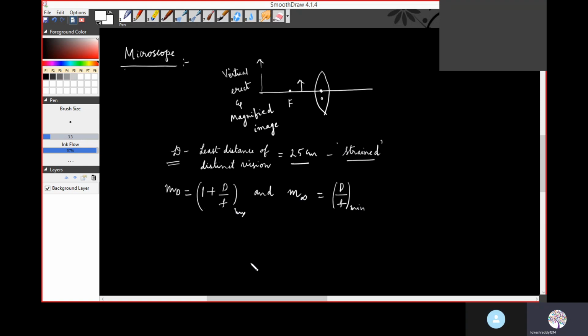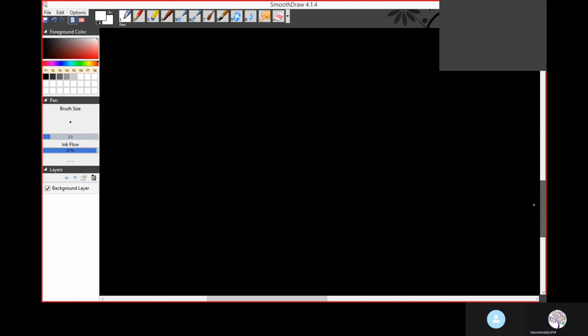Okay, now this was about the simple microscope. So these two formulas we need to remember. After that we have the compound microscope.